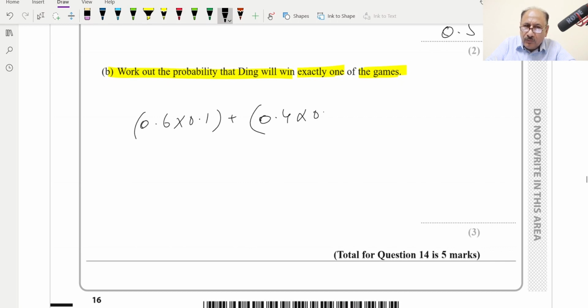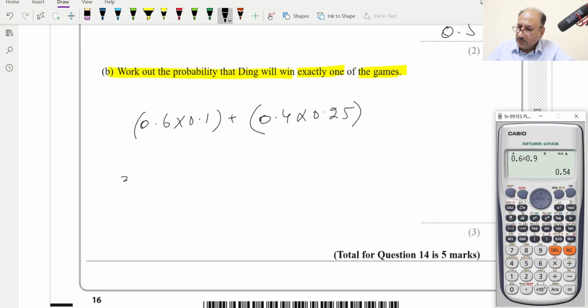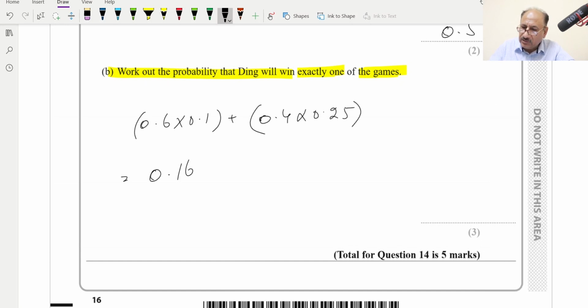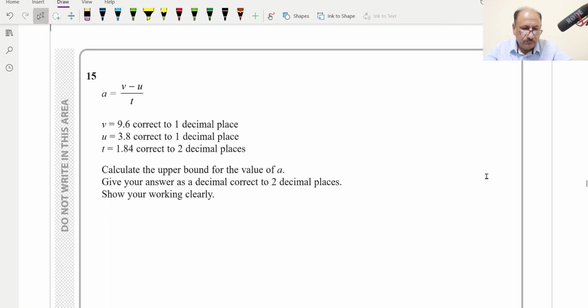0.4 into 0.25, and this one we can calculate. This will be 0.6 into 0.1, plus this will be 0.4 into 0.25, bracket close, and this is equal to 0.16. 0.16 will be the probability for exactly one win.